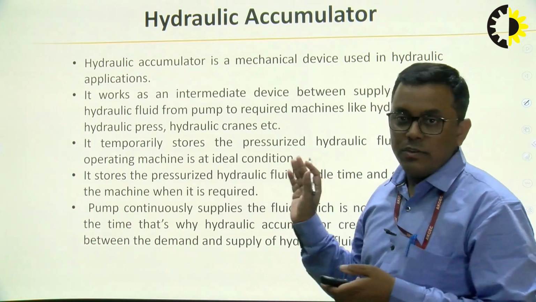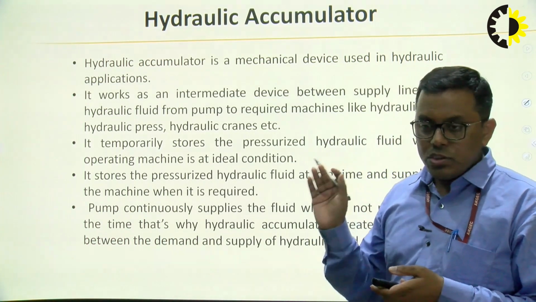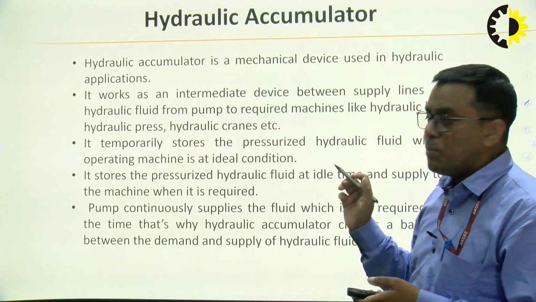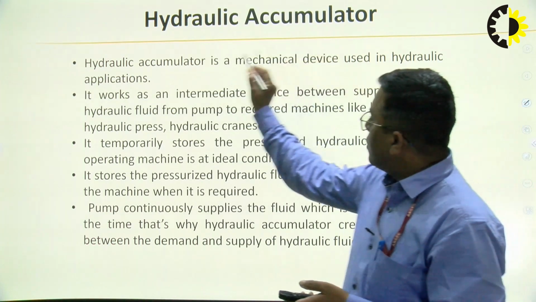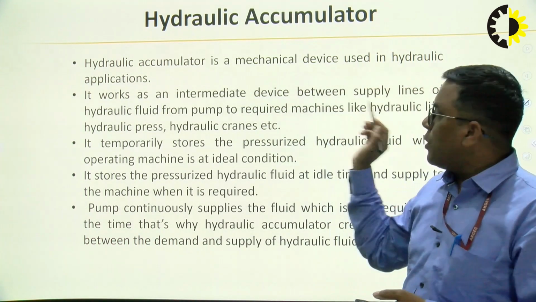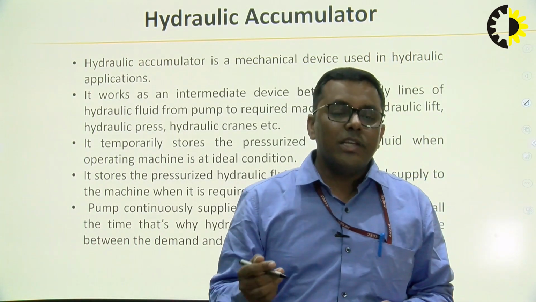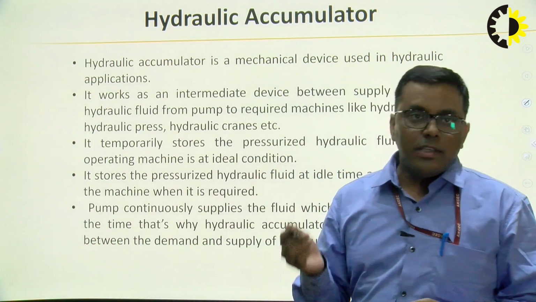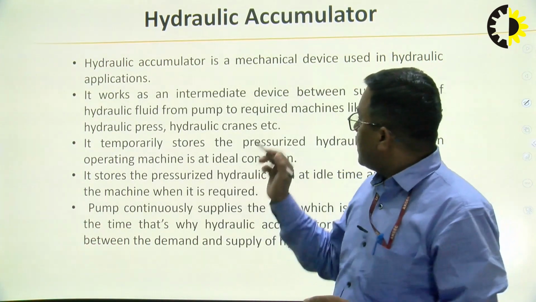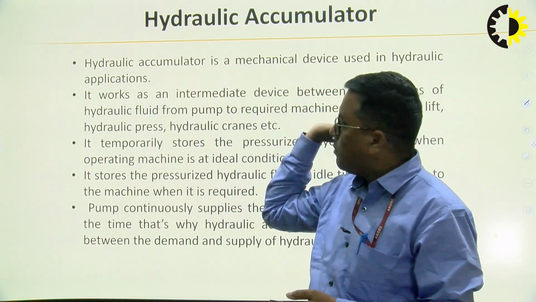So in mechanical engineering, this is the purpose. We use different types of energies, different types of powers, and by accumulating this kind of energy, we can run many applications. So this is the simple purpose of a hydraulic accumulator. What basically is it? It is a mechanical device used in hydraulic applications, such as a crane, a lift, or a press. So the devices which are running on hydraulic power, on hydraulic energy, need some accumulation of hydraulic power. For that purpose this hydraulic accumulator is used.